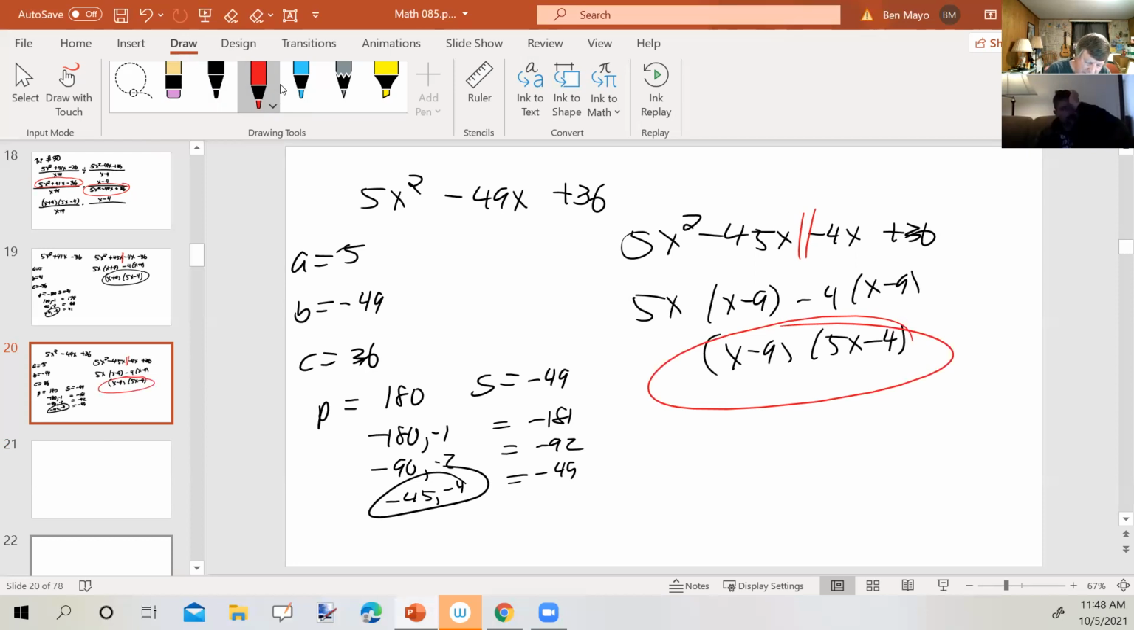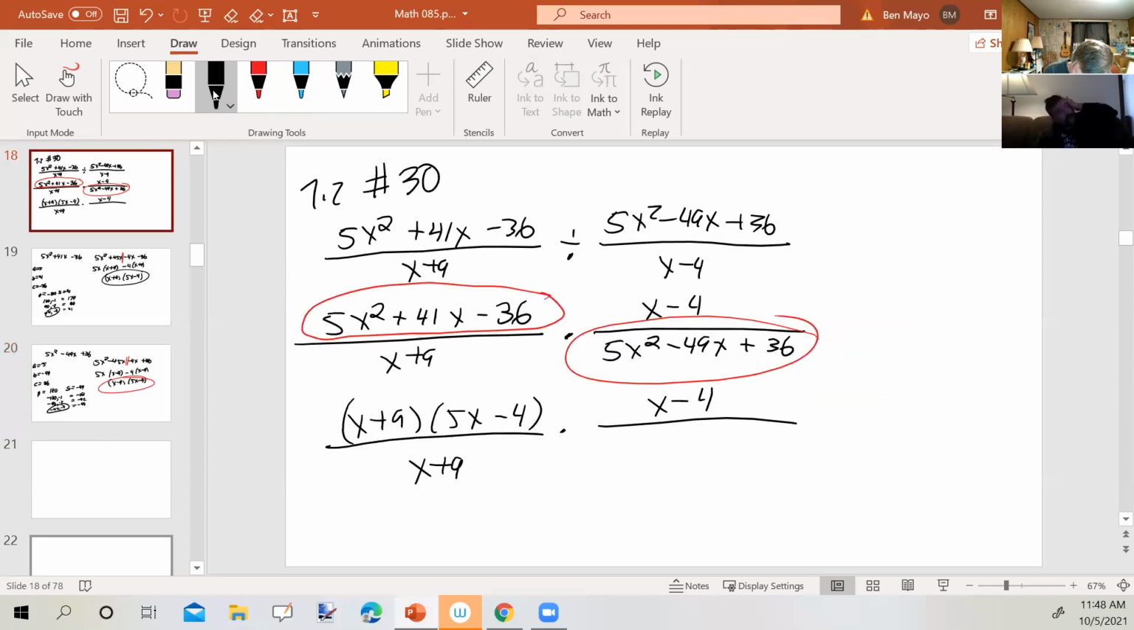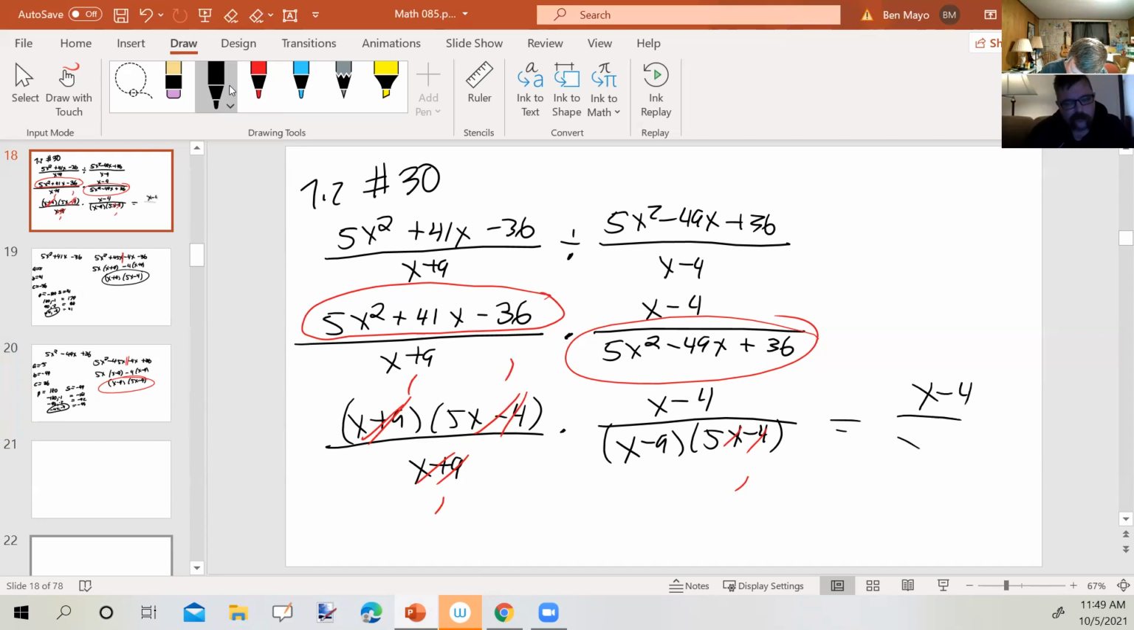x minus 9, 5x minus 4. So now we're ready to reduce this thing down. Well, let's see here. We could reduce those down to 1 over 1, and those down to 1 over 1, and we're left with x minus 4 over x minus 9. A lot of work for that problem, huh? Yeah. One more.